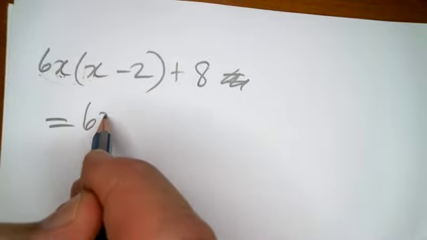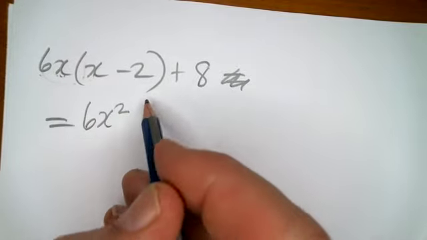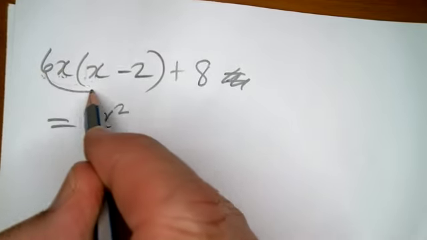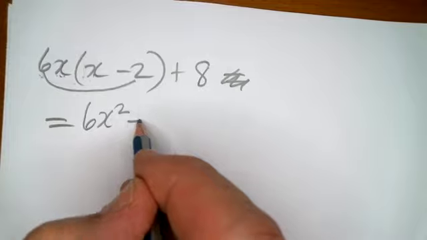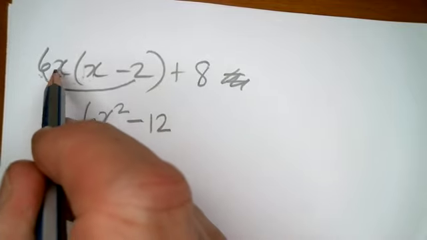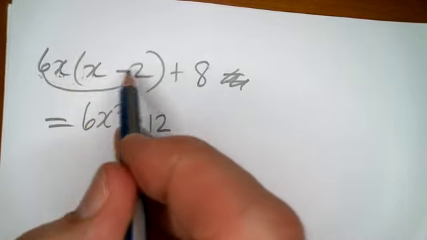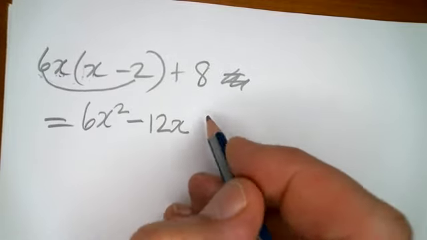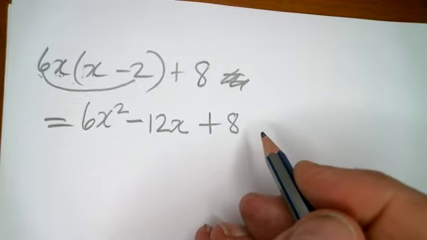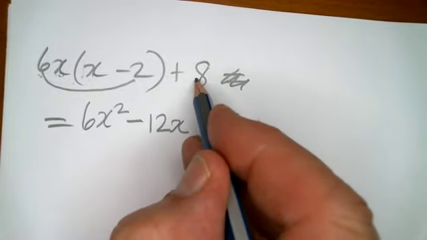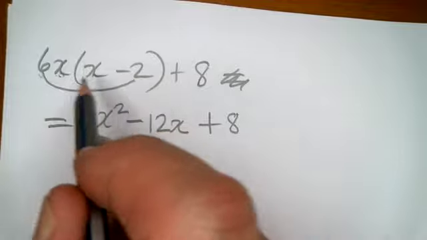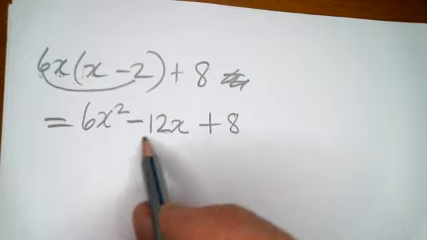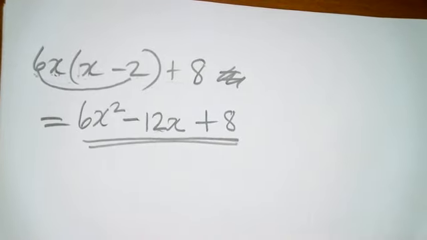x times x is x squared. Now, 6 times negative 2 is going to be negative 12, and I have an x as well. So really it's 6x. Negative 2 lots of 6x is negative 12x. Now on the end here, I've got a plus 8. And there's my solution. I don't multiply the 8 because it wasn't part of the brackets. It wasn't inside or outside the brackets. It was a separate addition. So there's my solution. All right, let's have a look at some other ones.